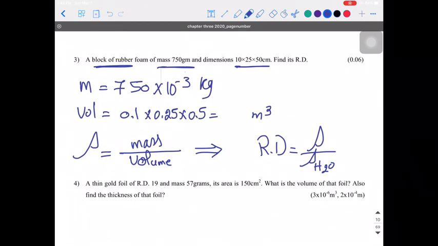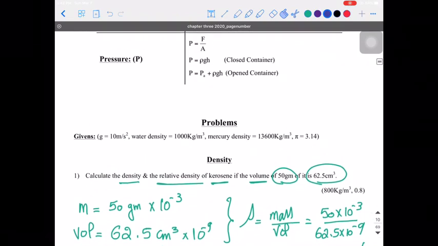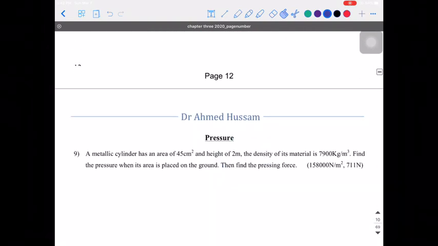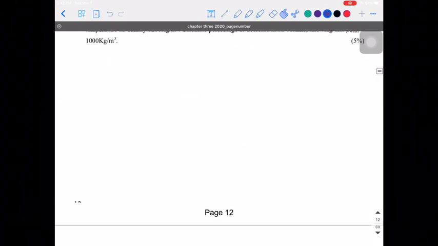Let's do some practice and get your homework from page 9 to page 12. And see you in the next session to discuss the applications of density, and also we're going to discuss the topic of pressure. Thank you all and stay safe.